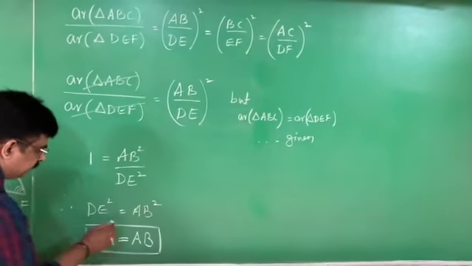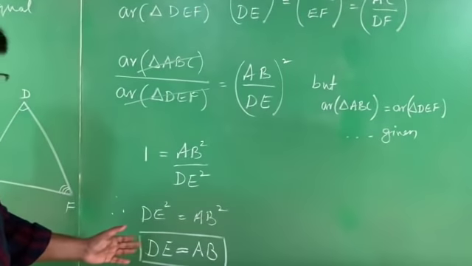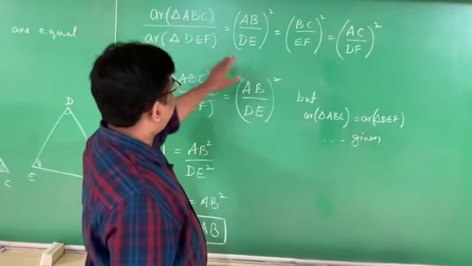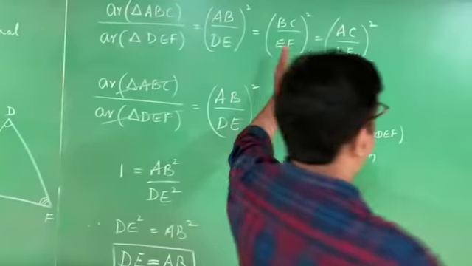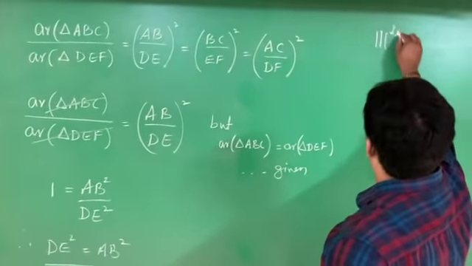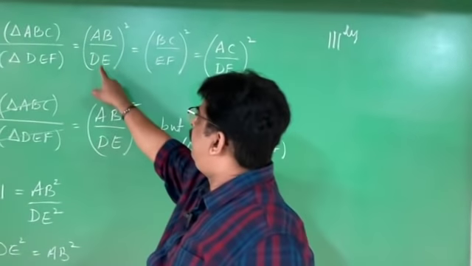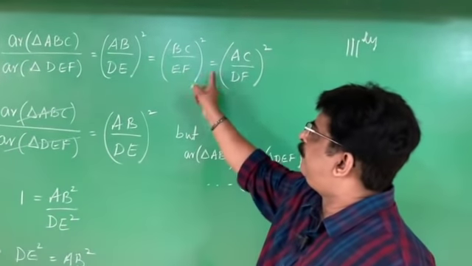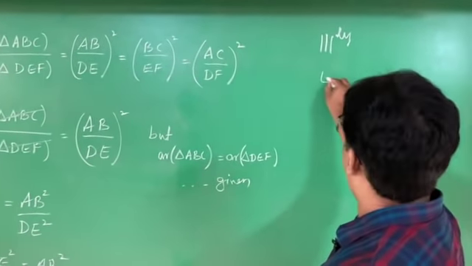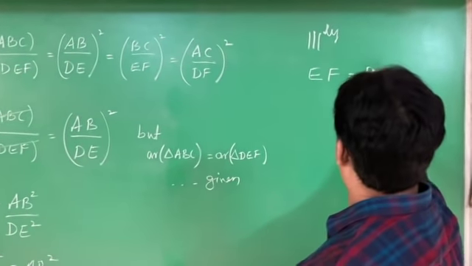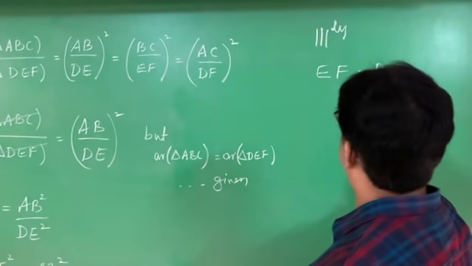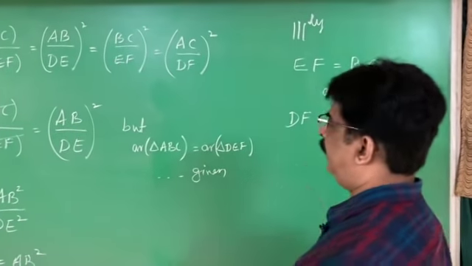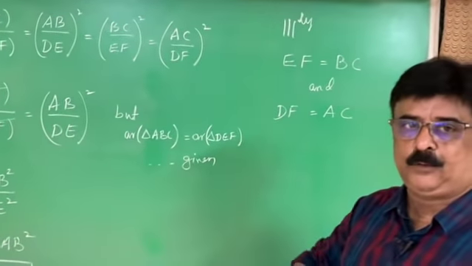When the corresponding sides are equal, the triangles are what? The triangles are congruent. See, I have taken these two. Similarly, there is no need to take the others. If I take AB by DE whole square, then I get DE is equal to AB. Similarly, if I take BC by EF whole square, I can prove that EF is equal to BC and DF is equal to AC. Now all the three sides of the triangles are equal.